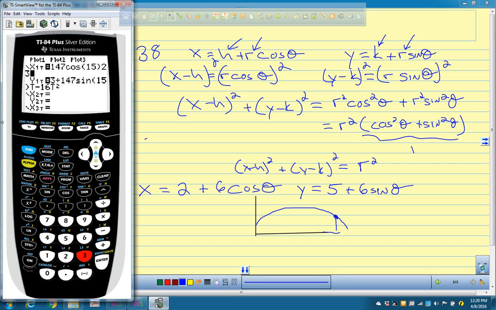All right. Okay, so the next thing is polar coordinates. You ready to learn about polar coordinates? Yeah, most definitely.